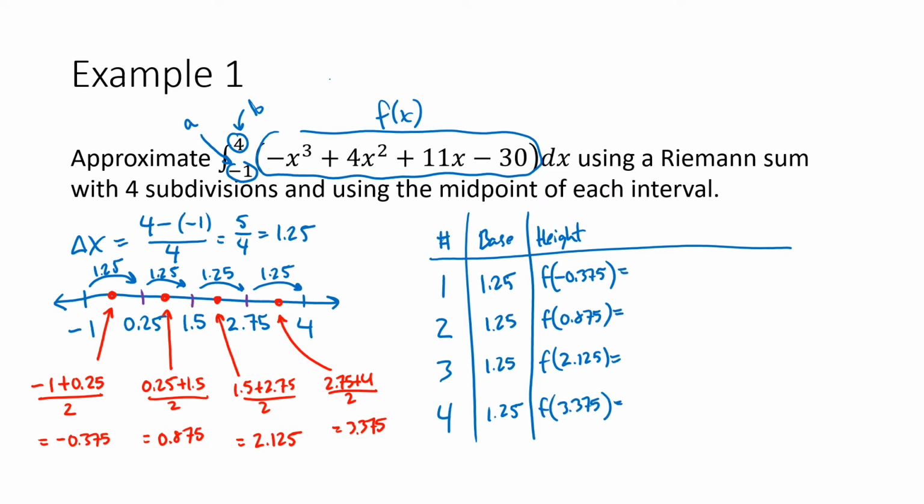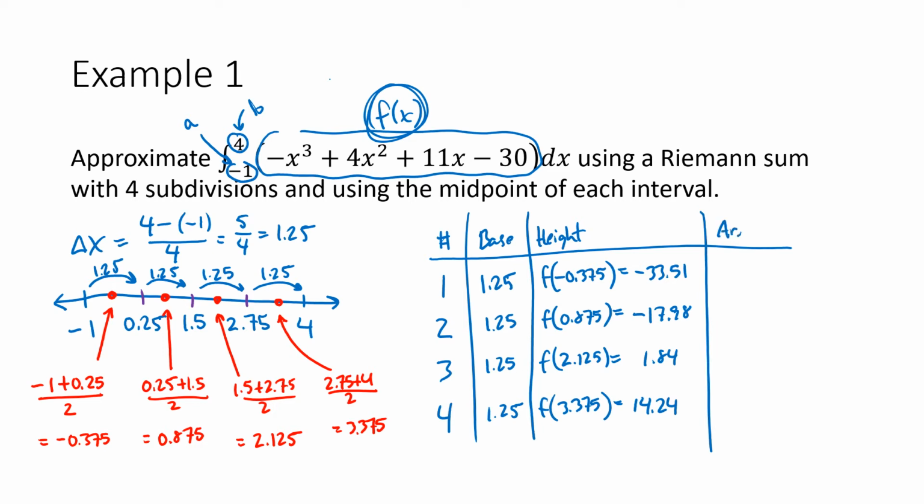I'm using my calculator here to plug into, again, this f of x that we have up there. So my first height, just reading these off my calculator, is negative 33.51. Next one is negative 17.98. Next one is 1.84. And last one is 14.24.